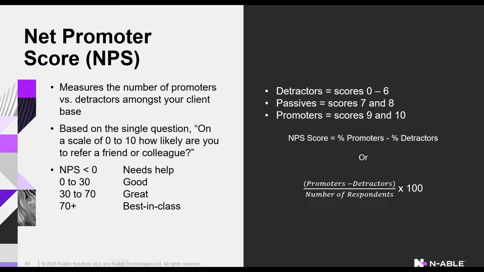And if our percentage is 70 or up, we are best in class. That does not mean relax. That means don't stop what you're doing, keep it up. 30 to 70%, you're doing pretty good. There's room for improvement. Okay. 30 to 0 is good. NPS percentage of less than 0. We need to be talking about why you have way more detractors than promoters.